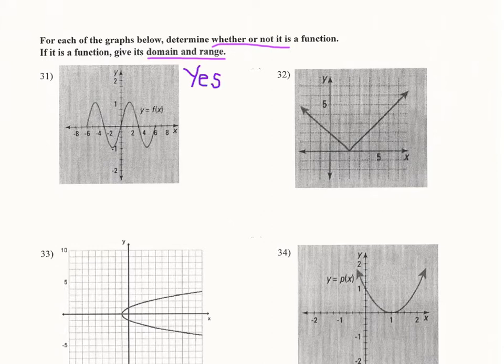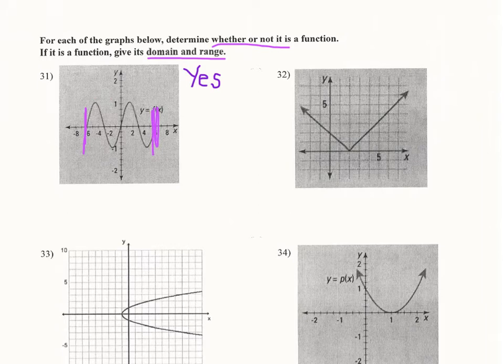Now I need to give domain and range. So for domain, I want to say how far to the right and to the left does this graph cover? And then for range, it's how far up and down does it cover. So when you have endpoints, which if you notice the ends of this graph do not have arrows on it, so it does not keep going, you want to say what number specifically does this graph go to? Well, over here it goes to -6, and over here it goes to +6.